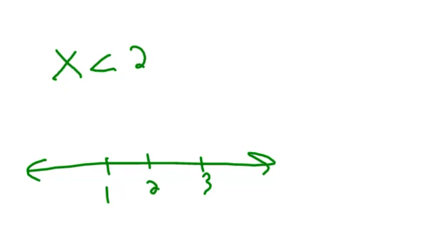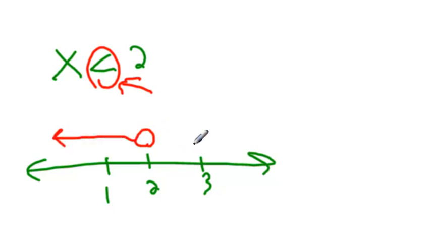you think about what type of circle you'd use here. You'd use an open circle for this one because there's no line underneath, and then you'd go less, which is to the left, all the numbers lesser, and that's how you'd graph it.